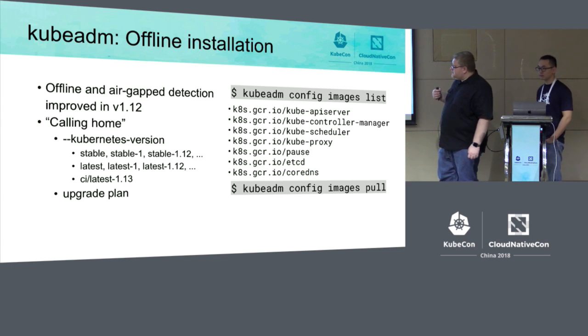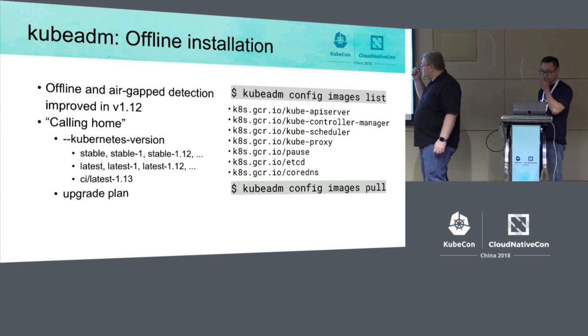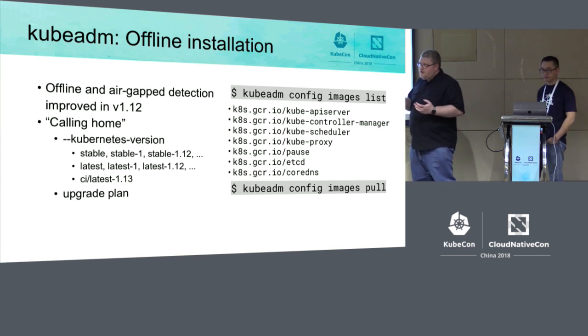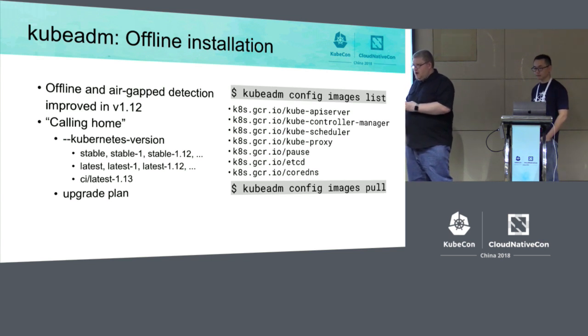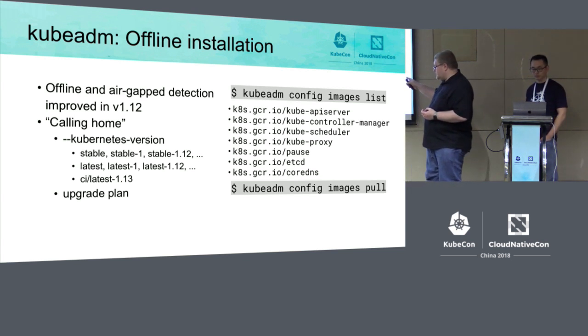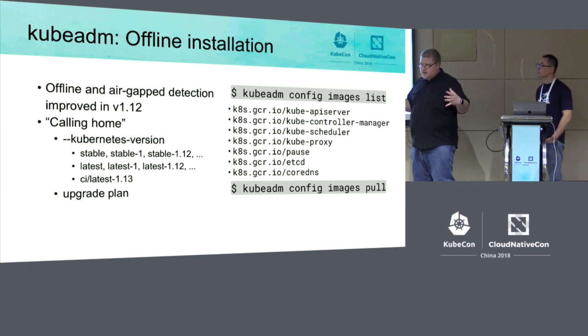So nowadays we have two additional commands. One command, config images list, allows you to see which images are needed for your particular configuration, and it will also show which version of those images is needed. And the second command allows you to pull those images. So if you have, for example, an air-gapped install, how can you use it?